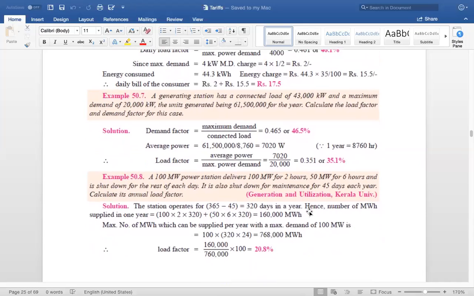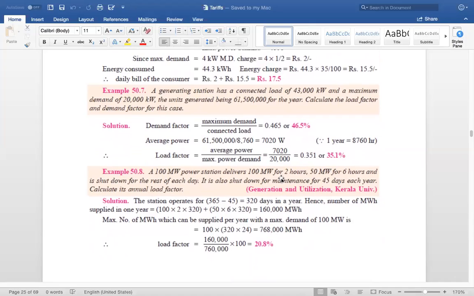And a 100 megawatt power station delivers 100 megawatt for 2 hours, 50 megawatt for 6 hours, and is shut down for the rest of the day. It's also shut down for maintenance for 45 days each year. We must calculate the annual load factor. So the station operates 365 minus 45, which is 320 days. Hence the number of megawatt hours is 100 megawatts times 2 times 320 plus 50 megawatt times 6 times 320 hours. So that gives us 160,000 megawatt hours.